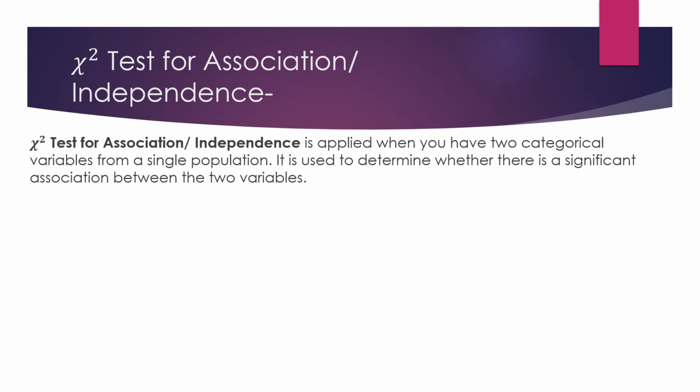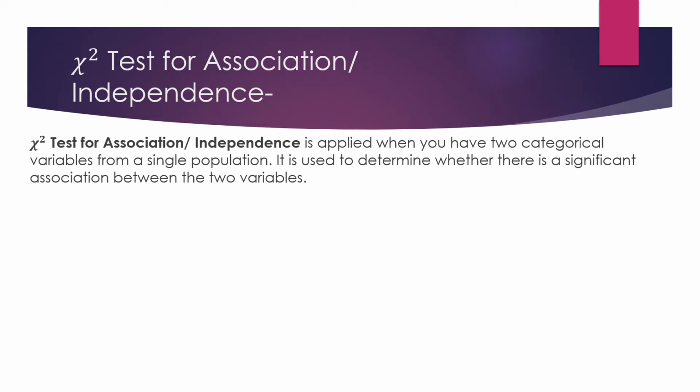We've seen two previous examples of chi-squared, and at this point we understand that chi-squared is the procedure that you use to run a test on categorical variables. We've looked at the chi-squared goodness of fit test, where you have one categorical variable and you're trying to see if what you observe fits what you expected it to be, hence the name goodness of fit. This type of chi-squared test is a chi-squared test for association, also called test for independence.